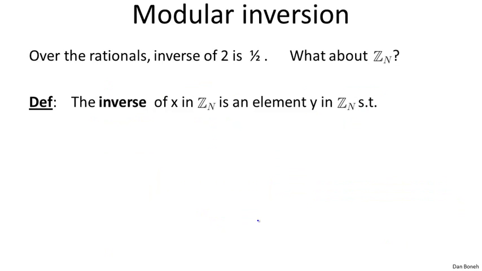The next topic we need to talk about is modular inversion. So over the rationals, we know what the inverse of a number is. In other words, if I give you the number 2, the inverse of 2 is simply the fraction 1/2. The question is, what about inverses when we work modulo n?